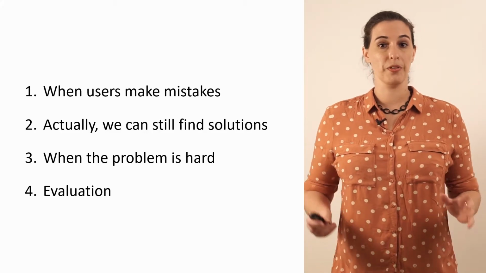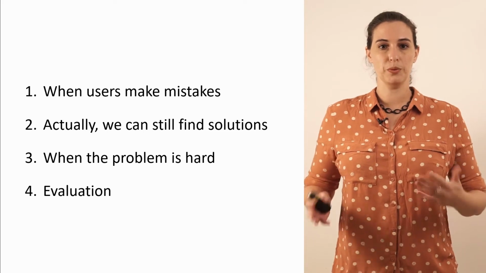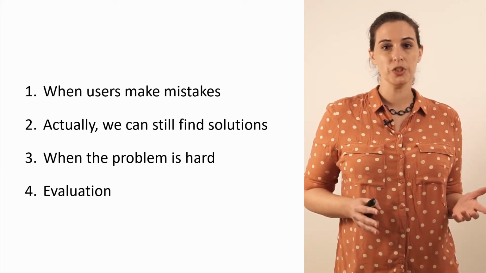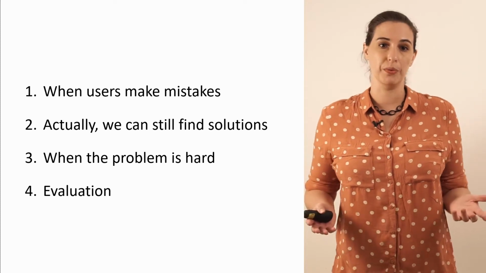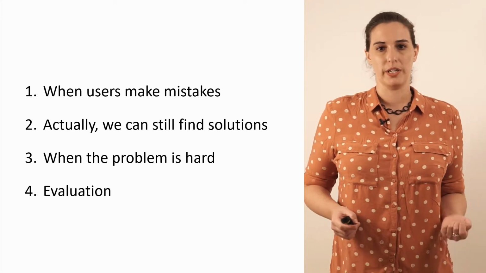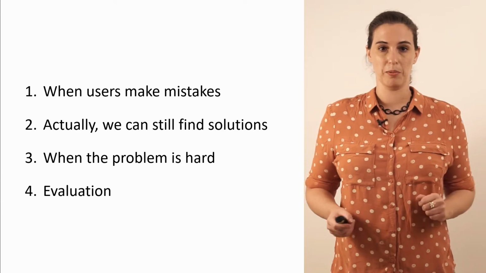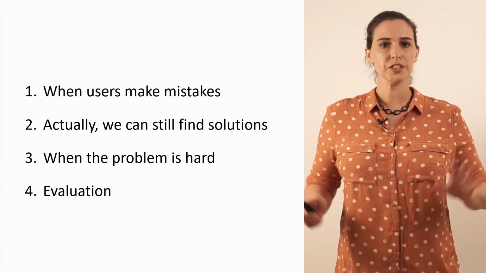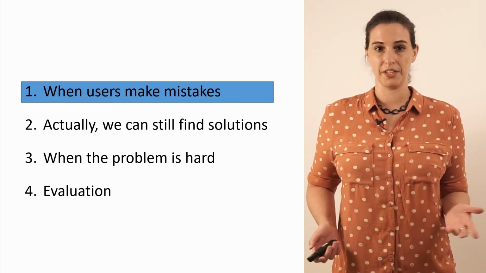So we're going to start with one of these. What happens when users make mistakes in their specification, and how we can give them a solution, or some solution anyways. And then circle back to our second option, which is what happens when the problem is hard. And then, of course, an evaluation. So let's start with users making mistakes.